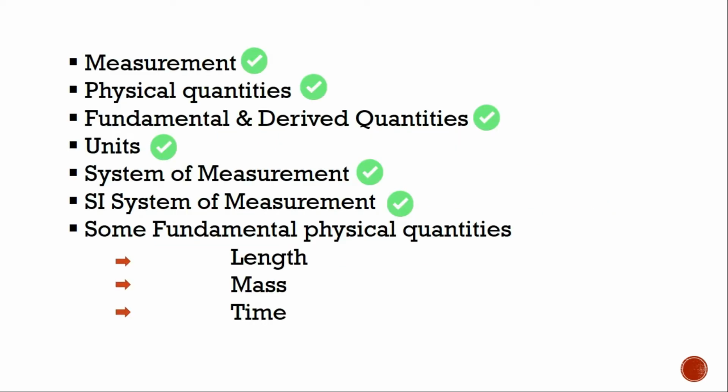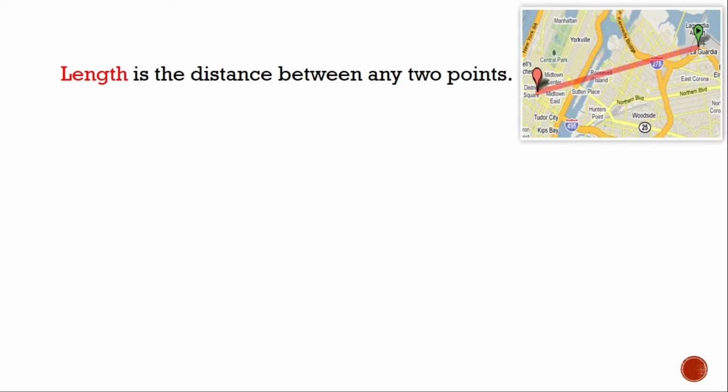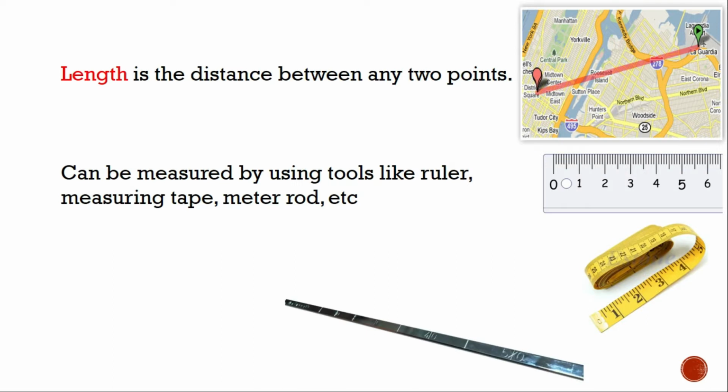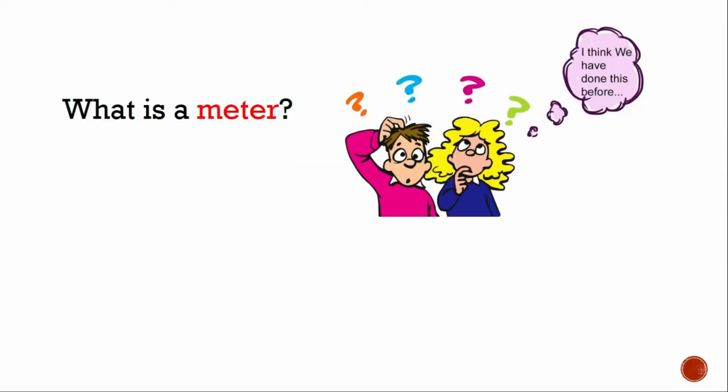So we are almost at the end of our chapter, and today we will be studying two of the fundamental quantities, which are length and mass. Starting off with length, as you already know, it is the distance between any two points and can be measured by using tools like a ruler, measuring tape or a meter rod, using standard units such as feet, meter, inches, kilometer, etc. Now, out of all these units, meter has been selected as the standard unit in the SI system for measuring lengths. So what actually is a meter?